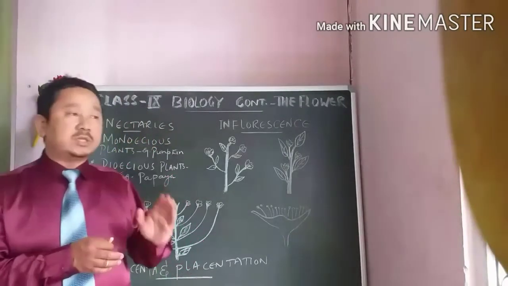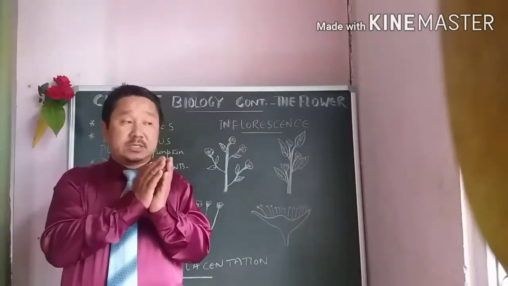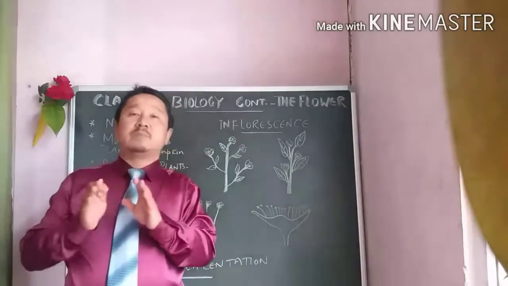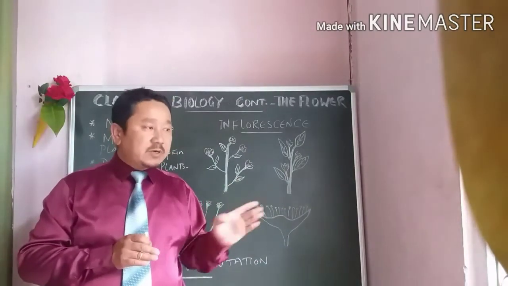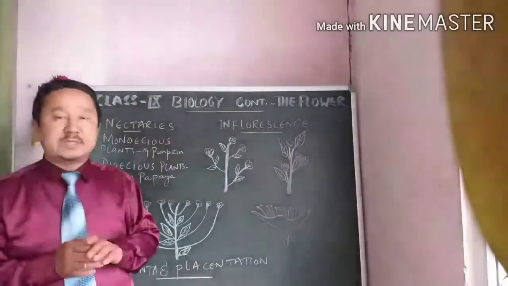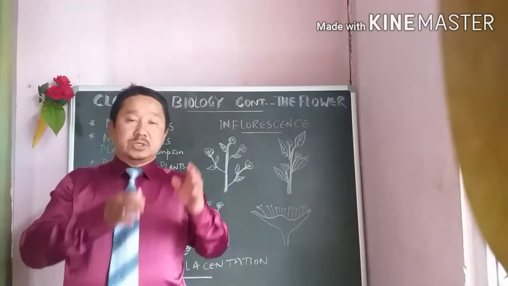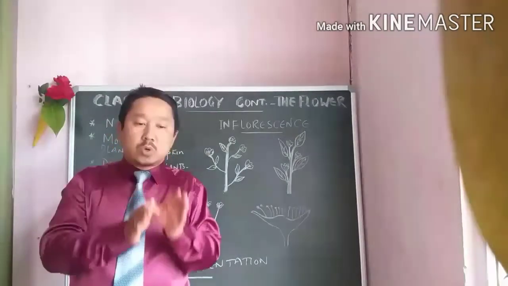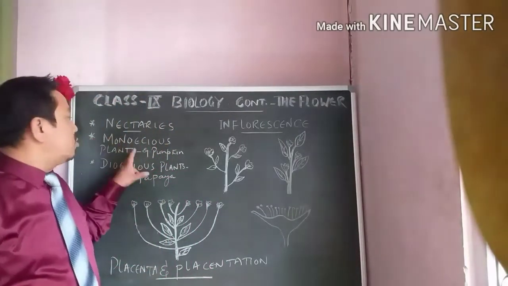That means both male and female flowers, separately. It's not that male and female parts are together in the flower, but male and female flowers, that means pistillate flower and staminate flower. Pistillate flowers means flowers which contain pistils or gynoecium, and staminate flowers means flowers which contain stamens or androecium. When these two different kinds of flowers grow together on the same plant, such plants are called monoecious plants.